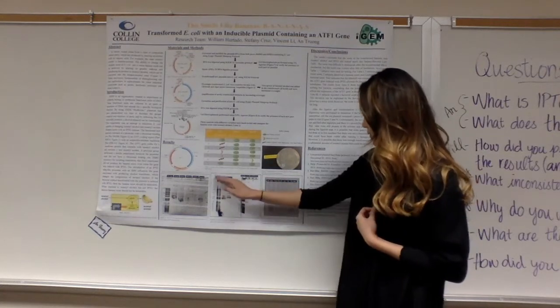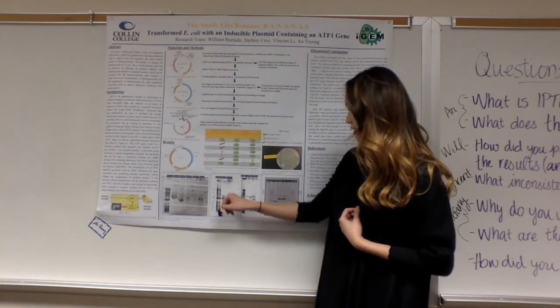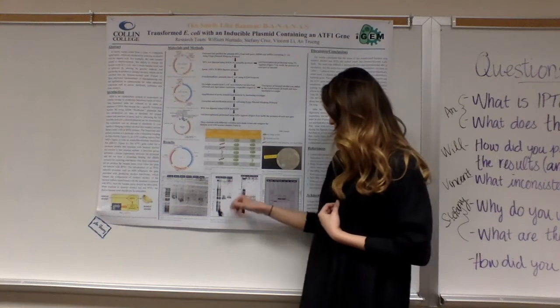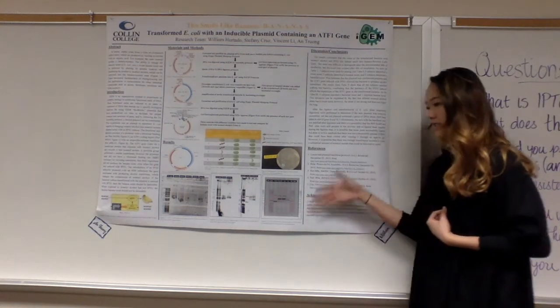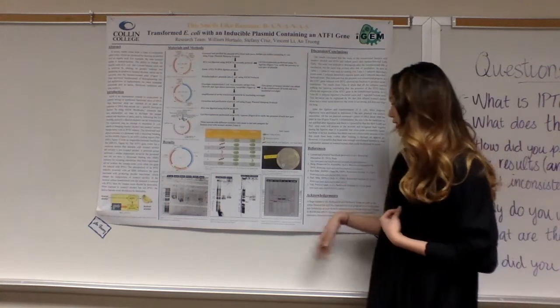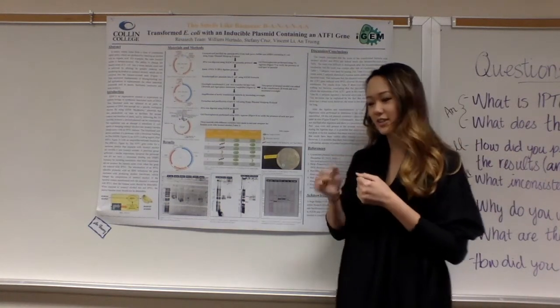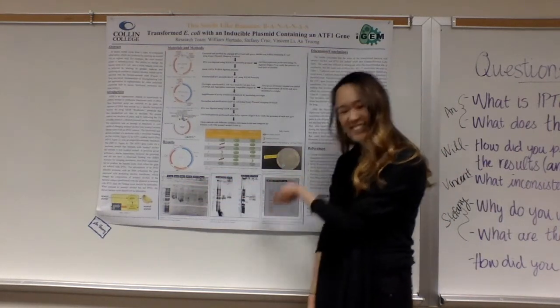For example, in this one, you can see that the uncut plasmid looks a little bit shorter than the cut plasmid, the digested plasmid. And that seems to be the case for all of the diagnostic digestions that we ran. This is because the circular plasmid supercoils and therefore travels faster through the gel than the linearized plasmids.